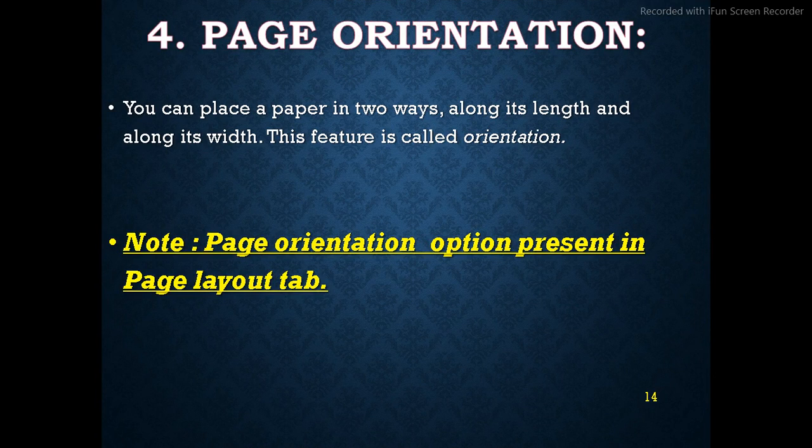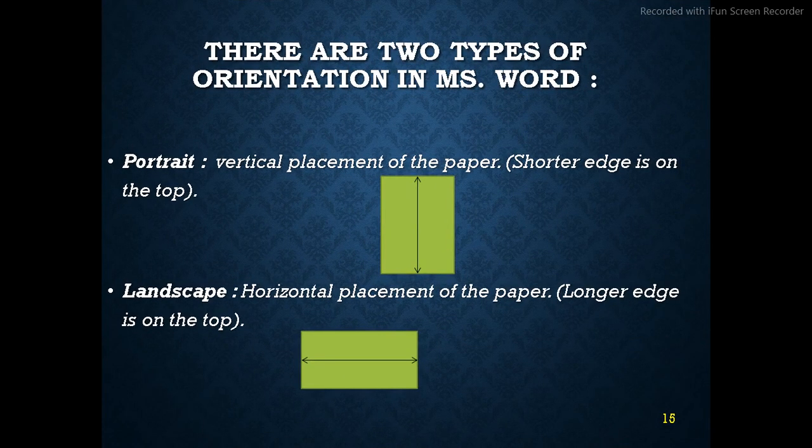Page orientation decides the position of your paper, of your document. You can place your paper in two ways along with its length and width. This feature is known as orientation. Page orientation option is present in the page layout tab. There are two types of orientation in MS Word. Portrait: vertical placement of a paper is called portrait orientation. Landscape orientation: horizontal placement of a paper is known as landscape orientation.